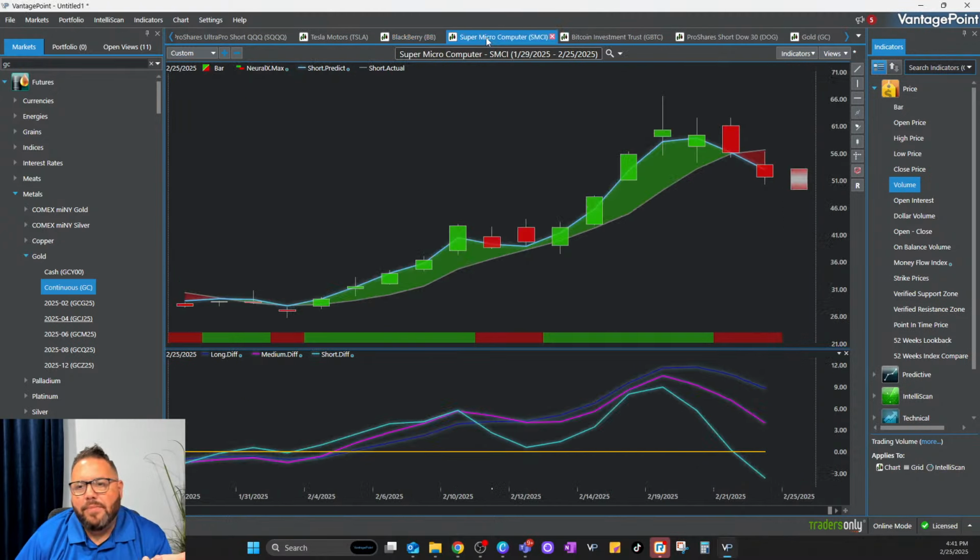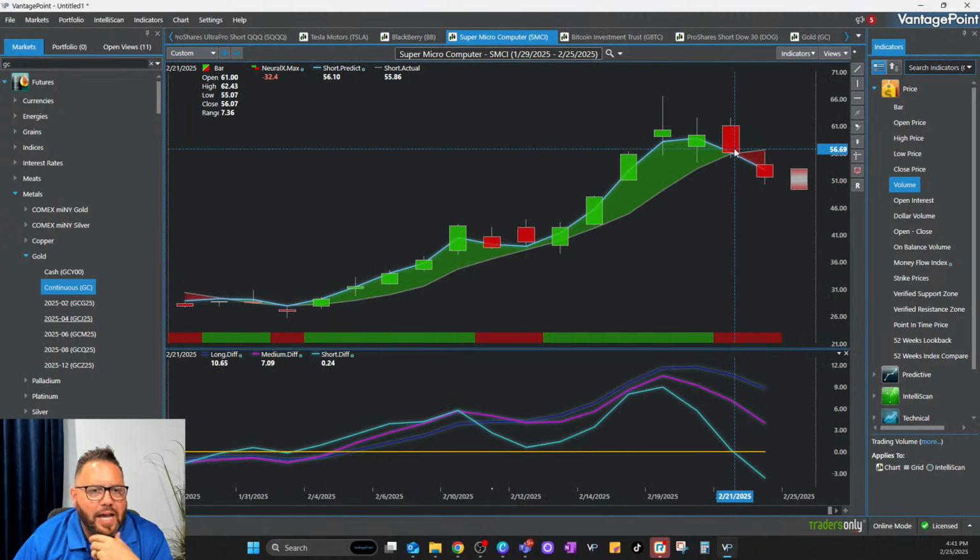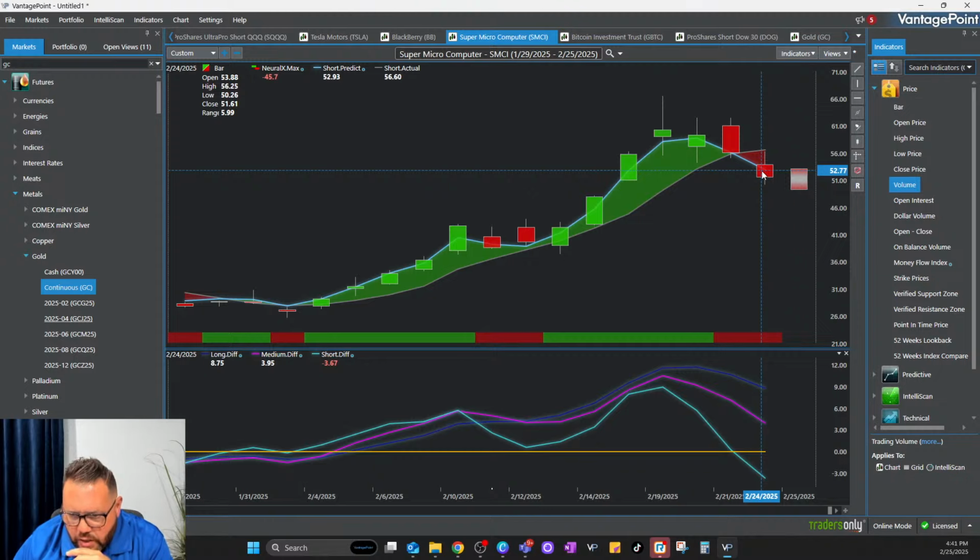SMCI, same setup, same idea. You can see it. SMCI had a bearish forecast here starting on 12/24 on the shortest term forecast in the VantagePoint software, and you can see it was expected to go down, and everything certainly went lower based on what VantagePoint predicted. Down markets don't have to be scary as a trader.